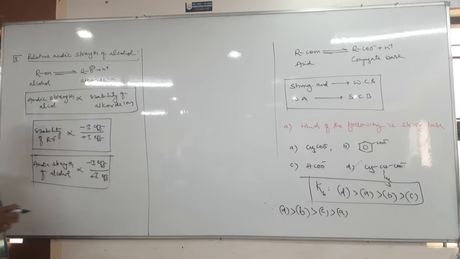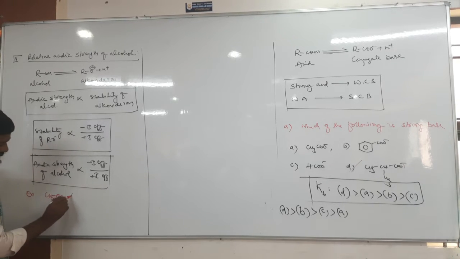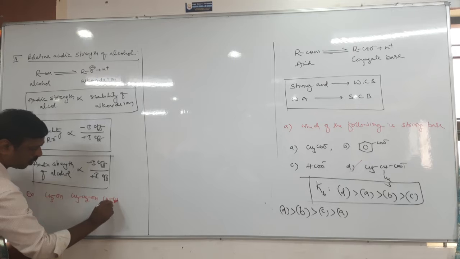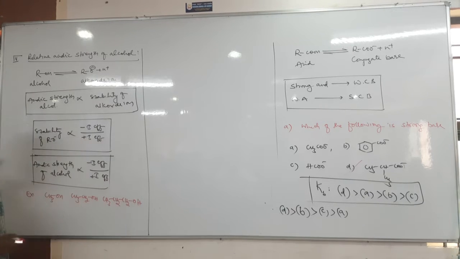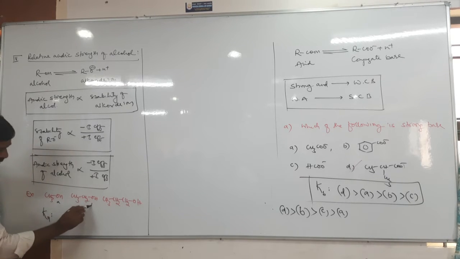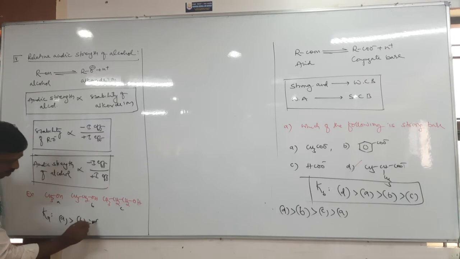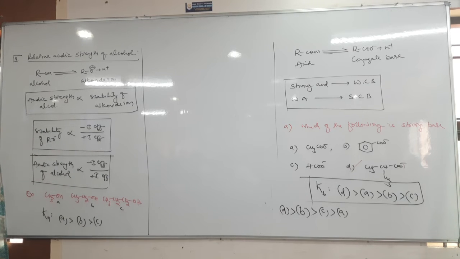Okay, let us see some examples. Let us take methyl alcohol, ethyl alcohol, propyl alcohol. Tell me, which of the following are more acidic? Or what is the order of Ka? Ka is directly proportional to acidic strength. Which has more Ka? A, B, C. So A is greater than B greater than C. That is, the acidic strength is also the same: A greater than B greater than C.